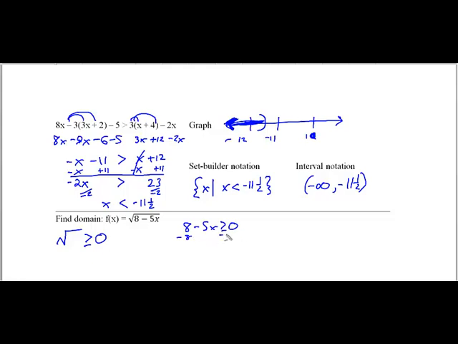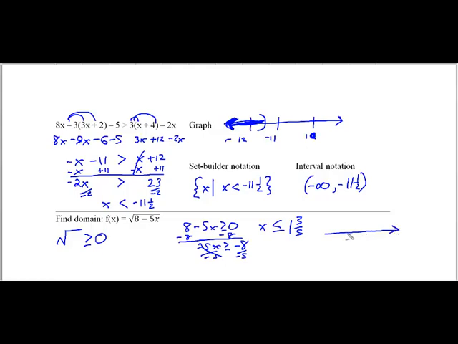We're going to subtract 8 from both sides. In doing so, we get negative 5x is greater than or equal to negative 8. Then we're going to divide both sides by negative 5. By dividing by a negative, the symbol is going to flip. And negative 8/5 is the same as negative 1 3/5. So here we have x is less than or equal to negative 1 3/5.